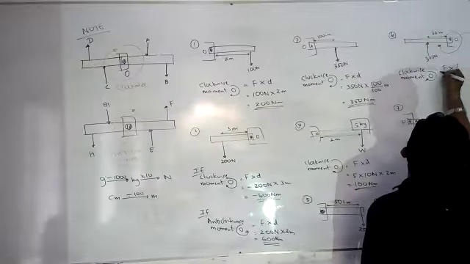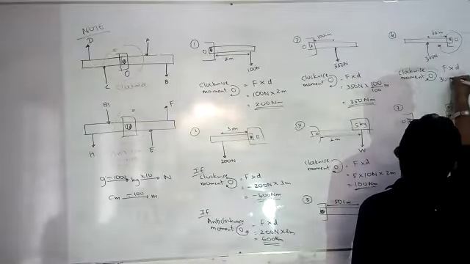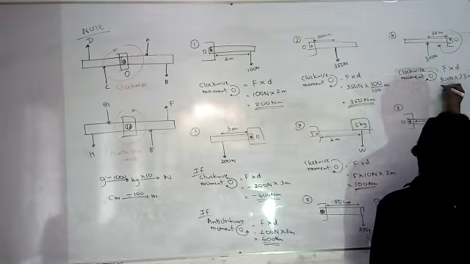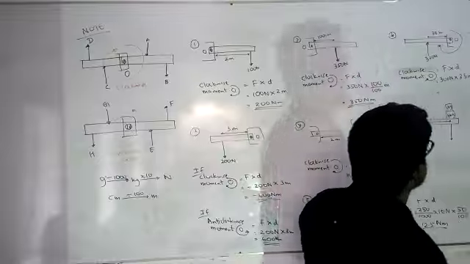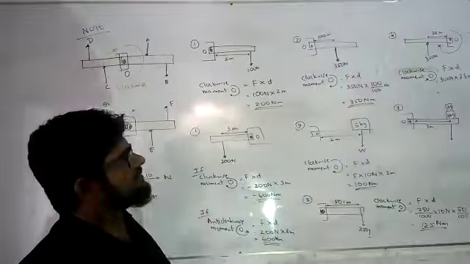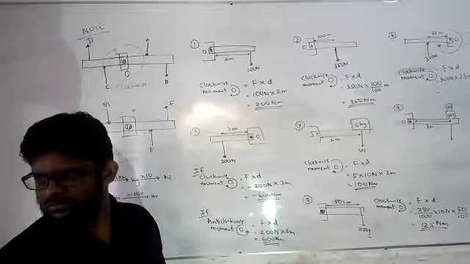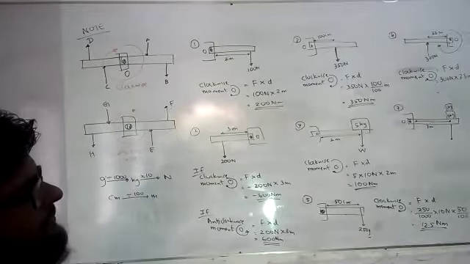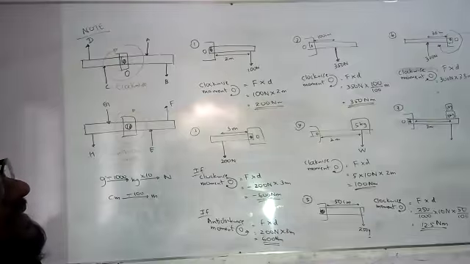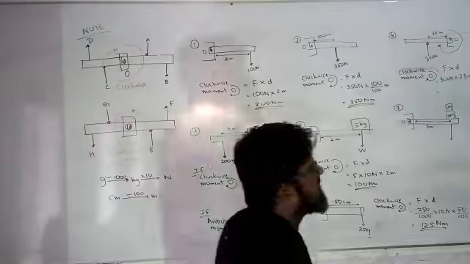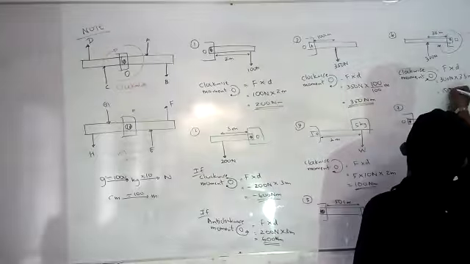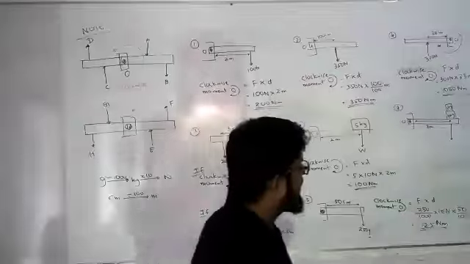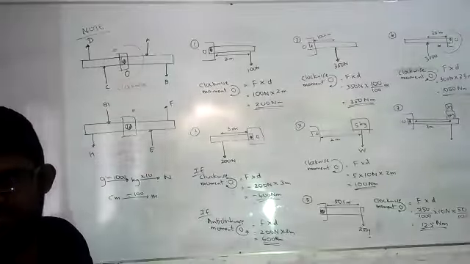F into D. What is F? 300 Newton into what is the distance? 3.5 meters. How much is it? 1050. 300, 900, 150, 1050. Yes. 1050 Newton meters. What about question 7?